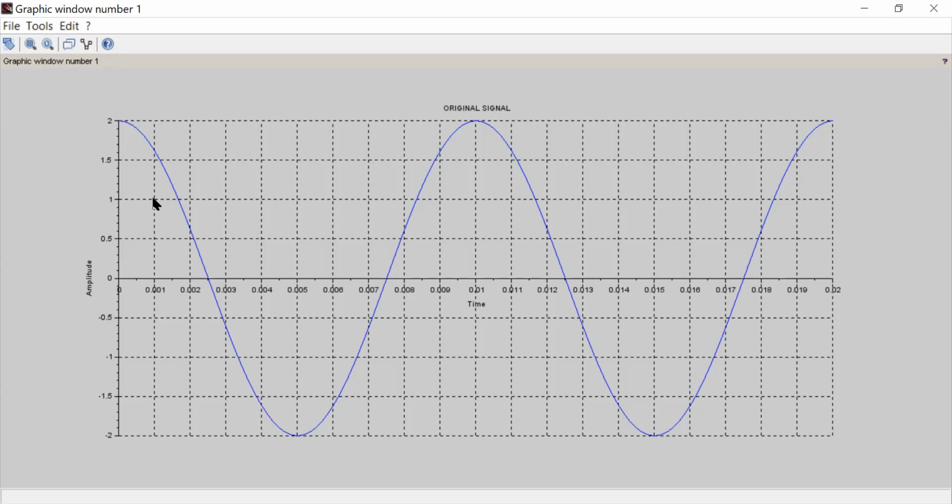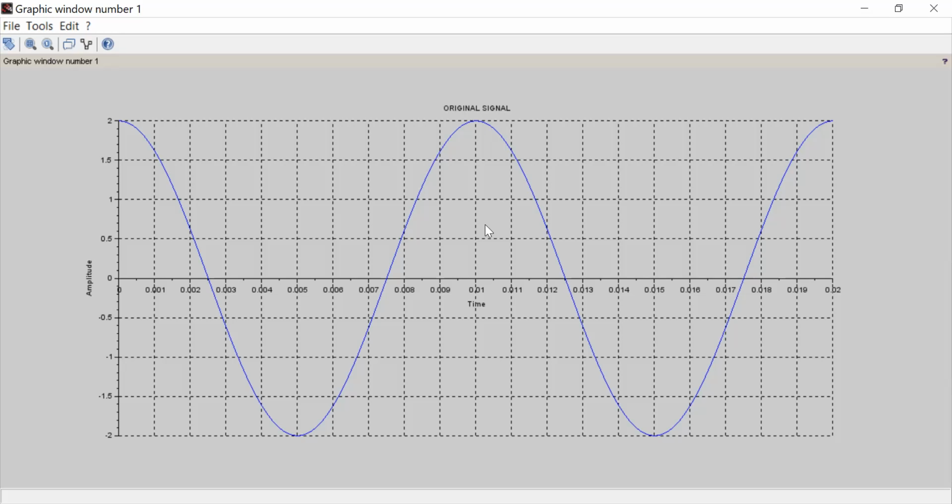Grids means these dash-dotted lines shown along the x-axis and along the y-axis. These are nothing but x grids. I have written this in the program. It will generate grids like this, along the x-axis and y-axis. Next, it will give the amplitude. Along the y-axis is the amplitude, along the x-axis is time, and this is the original signal. The first input signal, this one.